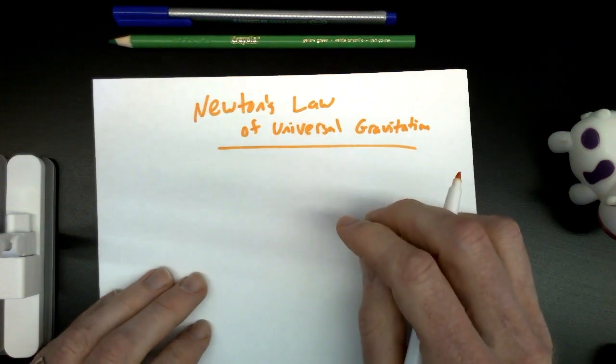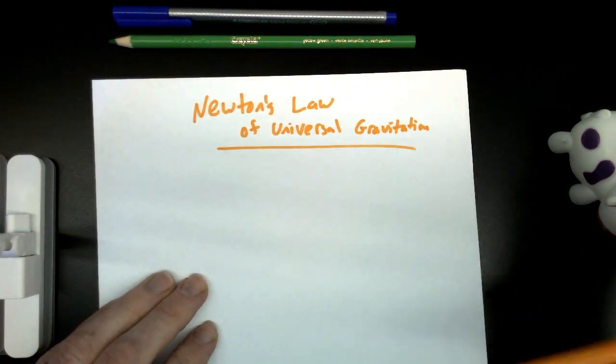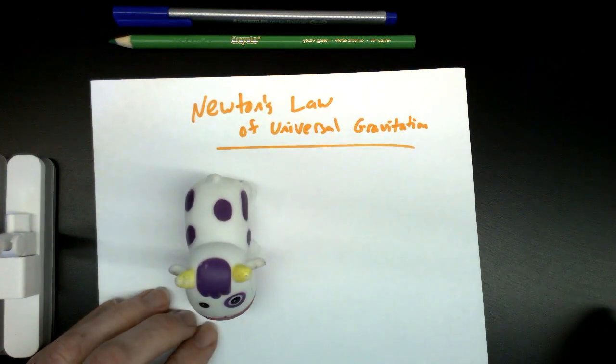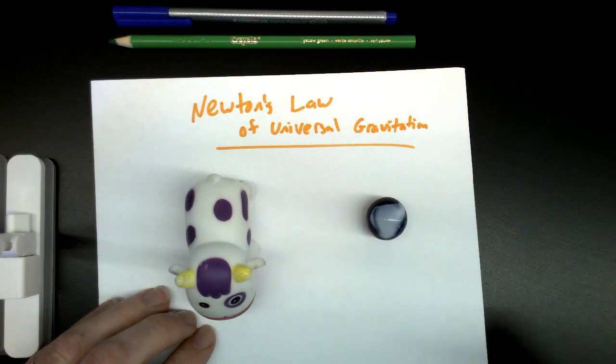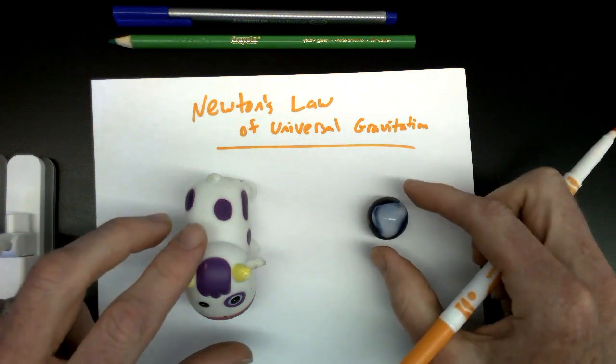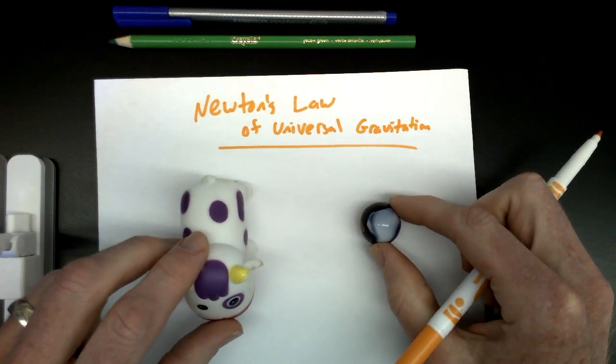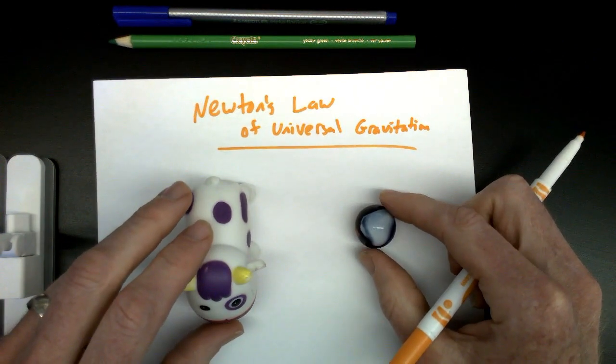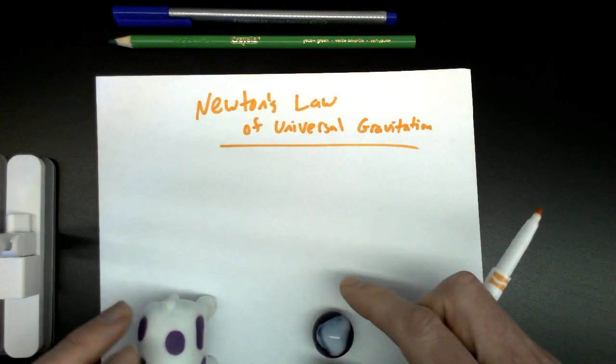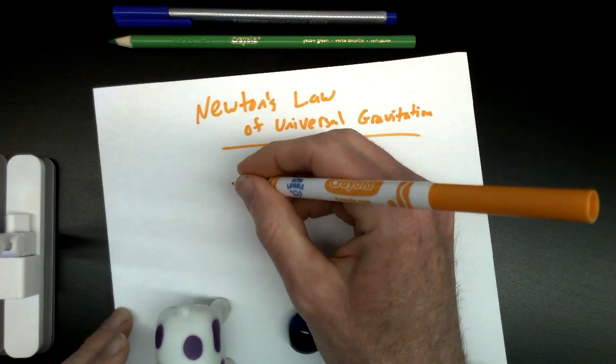This video is going to be a review on Newton's law of universal gravitation, the idea being that any two objects that you have are going to be gravitationally attracted to each other, and that there's a formula that we can use to calculate what the force of gravity is between any two objects. So it goes like this.